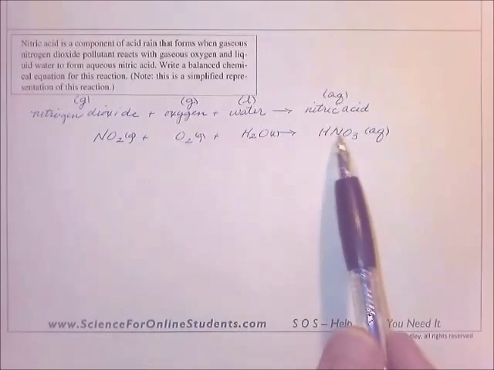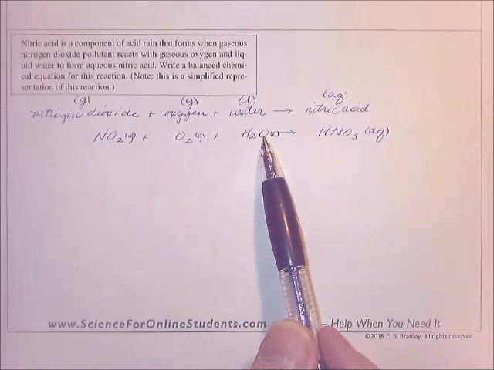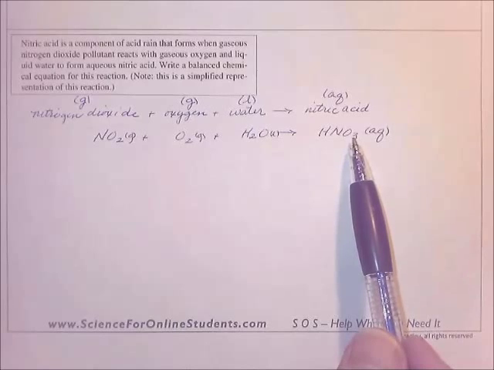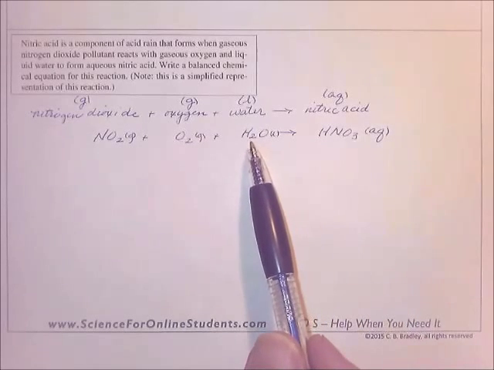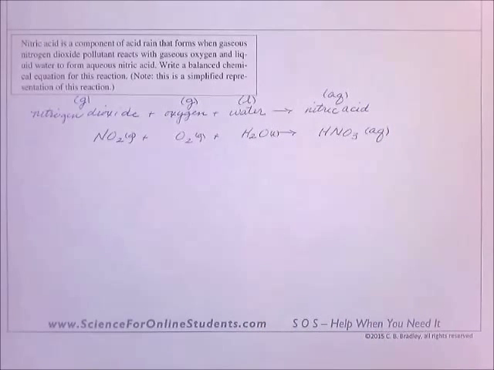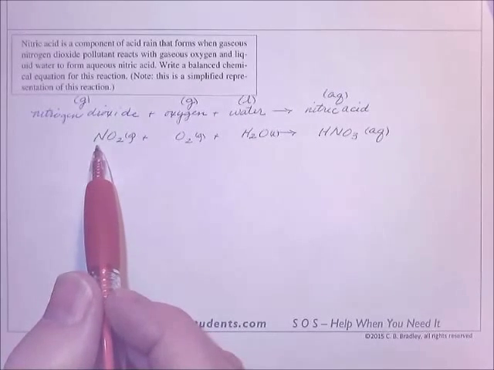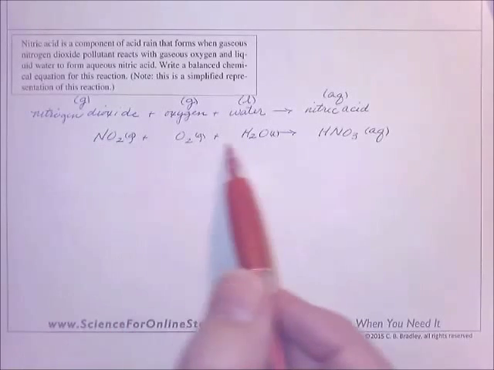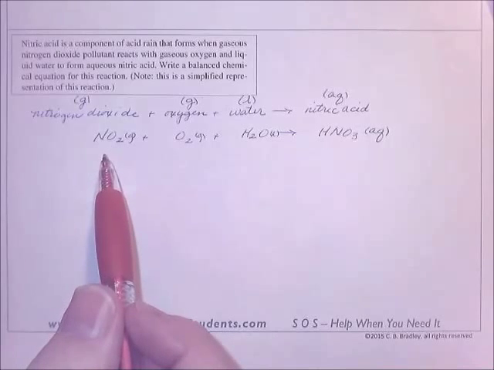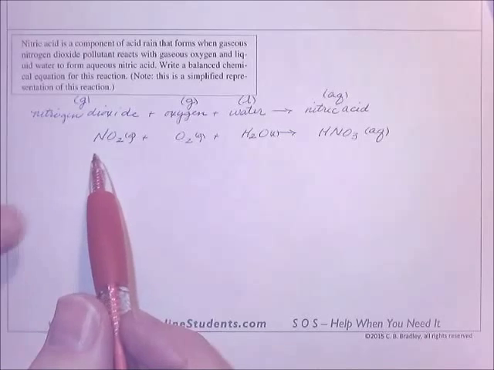Okay, so we have one nitrogen, 2, 4, 5 oxygens. So we have 3 oxygens here, 2 hydrogens, and 1 hydrogen. And we have to balance this reaction. Now, sticking with the compounds and elements that we have as written and not introducing anything new, it is possible to balance this reaction.